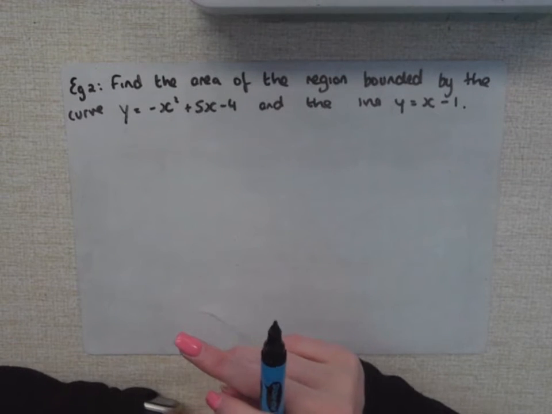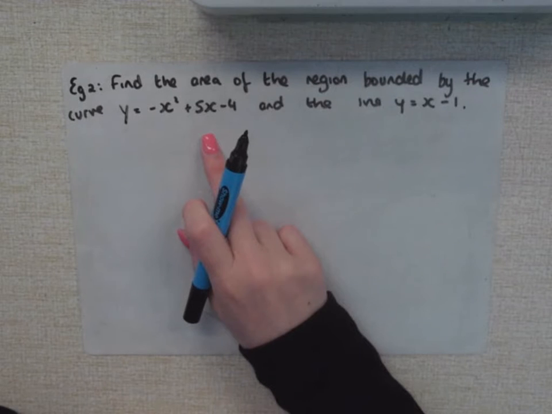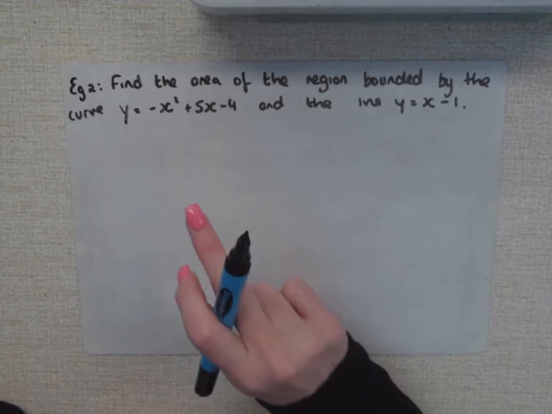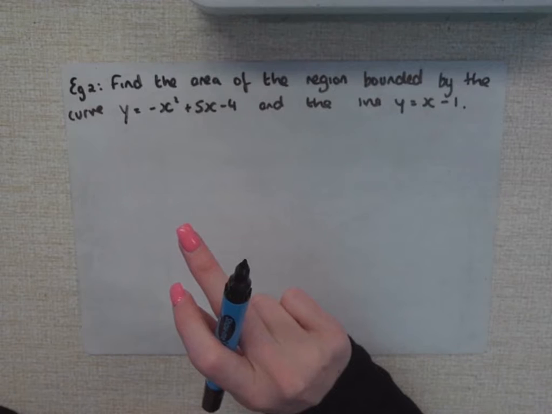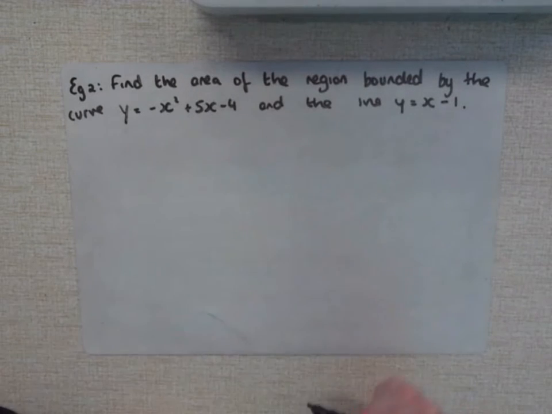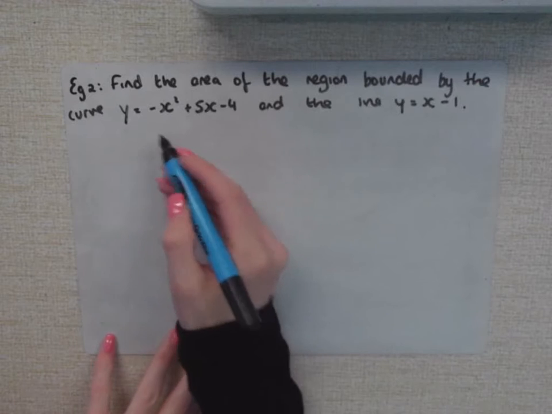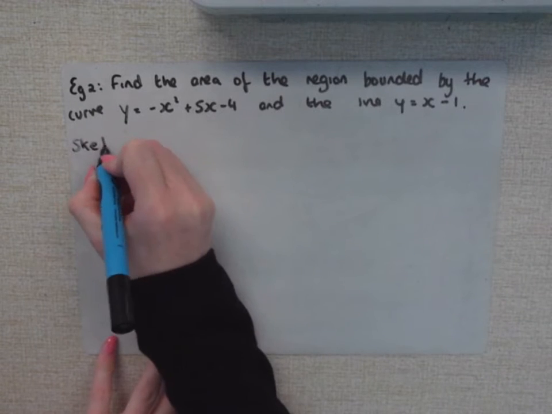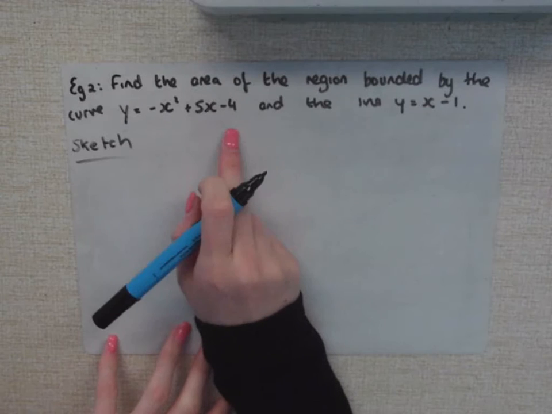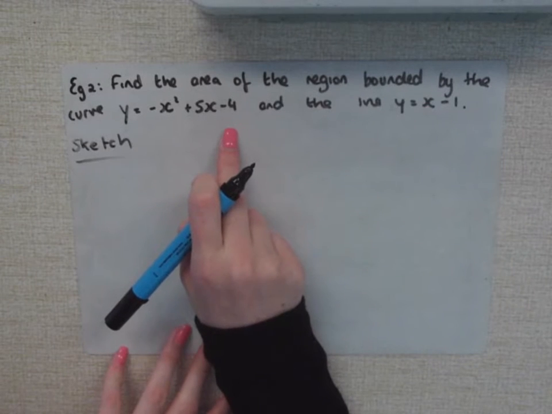Now, we'd need to draw a rough sketch of that. So to draw a rough sketch, what would we need? Points. Where it cuts the x-axis is probably the easiest. So if you find the roots and then draw yourself an n-shaped graph. We know this is a quadratic and it's n-shaped, so all we need is the roots.